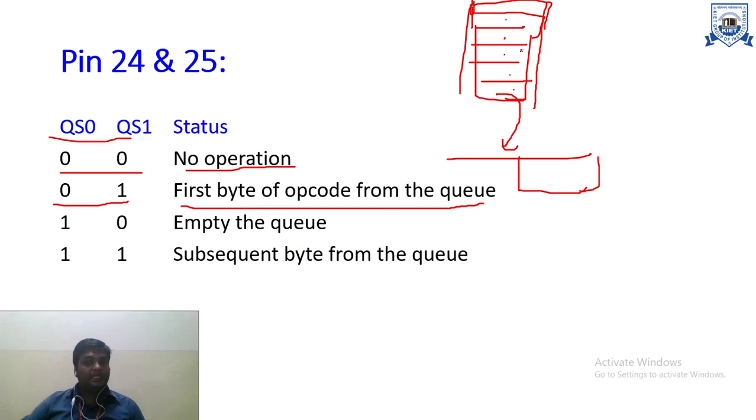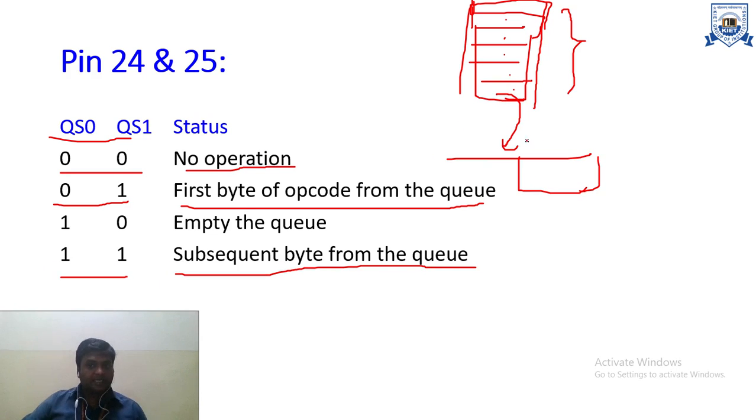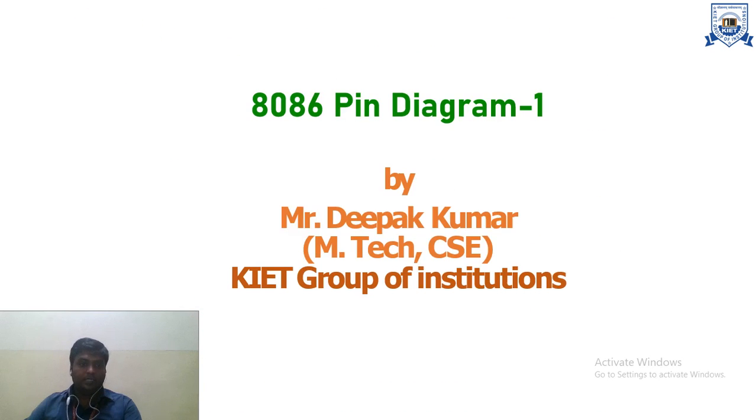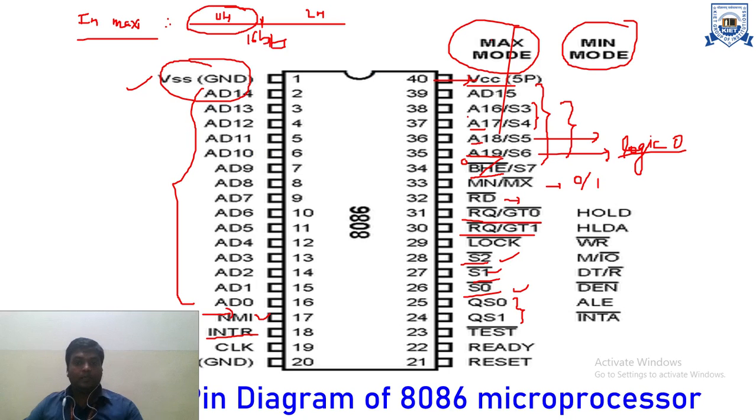10 means empty the queue. That means the queue is basically empty. 11 tells us that subsequent bytes from the queue are transferred. So if it is 01, the first byte is transferred, and if it is 11, that means subsequent bytes from the queue are transferred. Okay, so it basically tells the status of the 8086 queue.